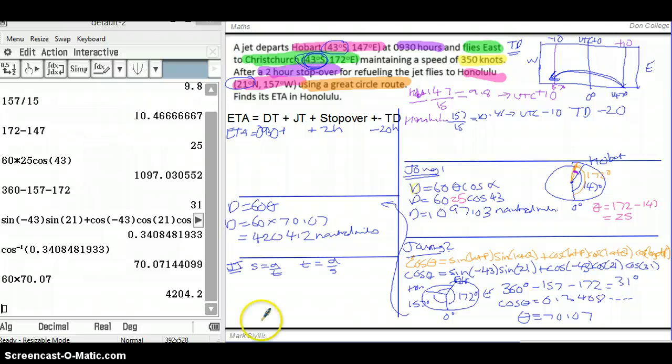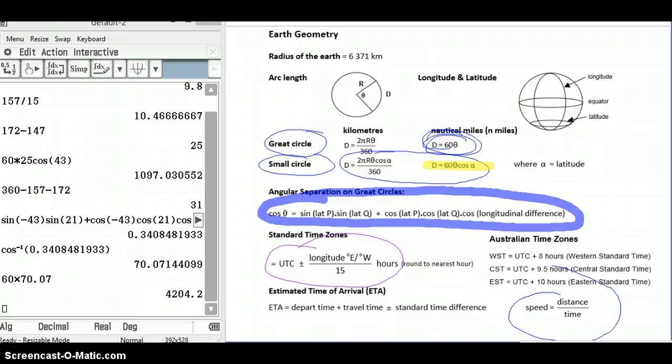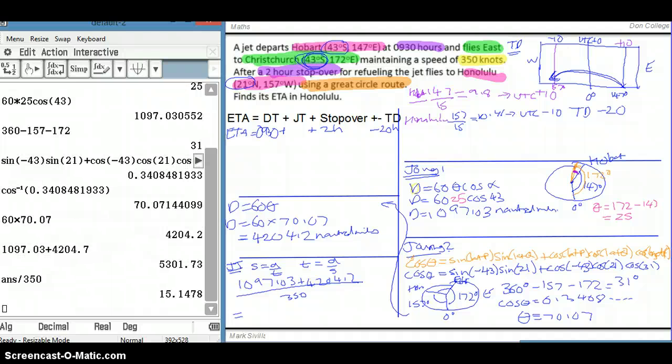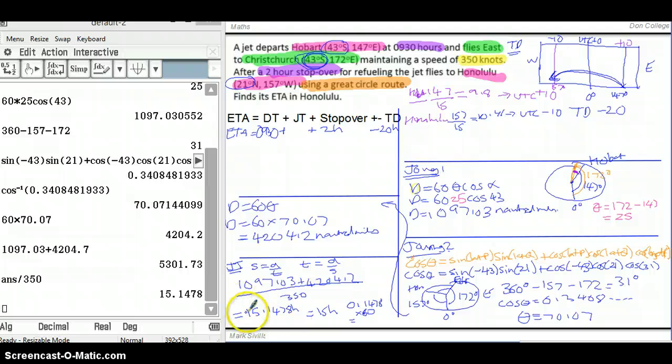nautical miles. Next thing we need to work out is the journey time for journey 1 and 2. So we need to work out what the total distance travelled is, and then work out the time. Speed equals distance over time, that's on your formula sheet down here, which means that time equals distance over speed. 1097.03 plus 4204.2 divided by 350 knots gives us a time of 15.1478 hours. So that's 15 hours and 0.1478 hours.